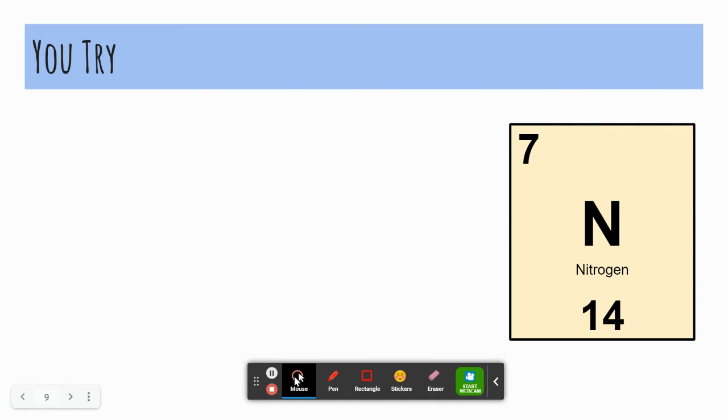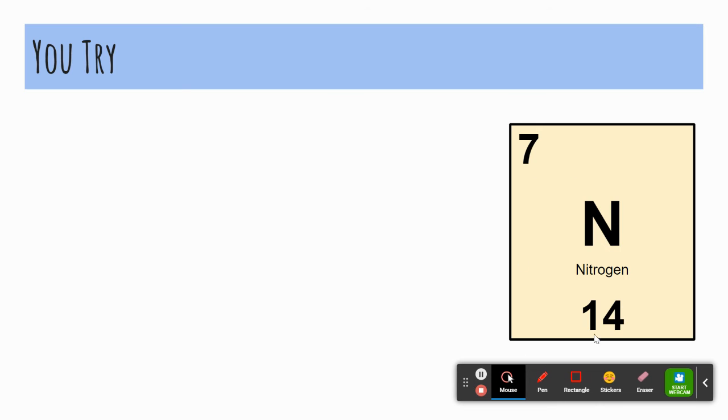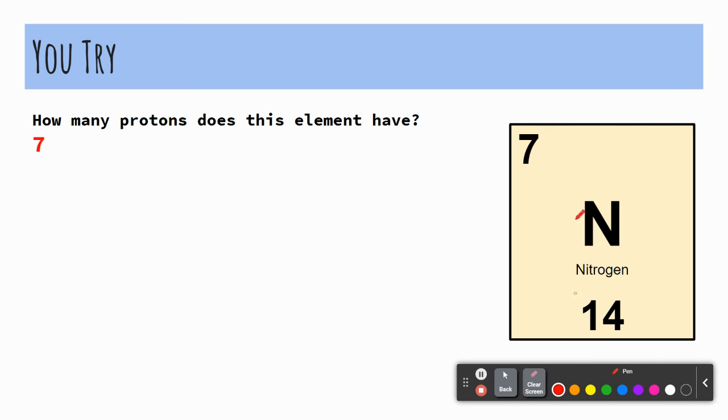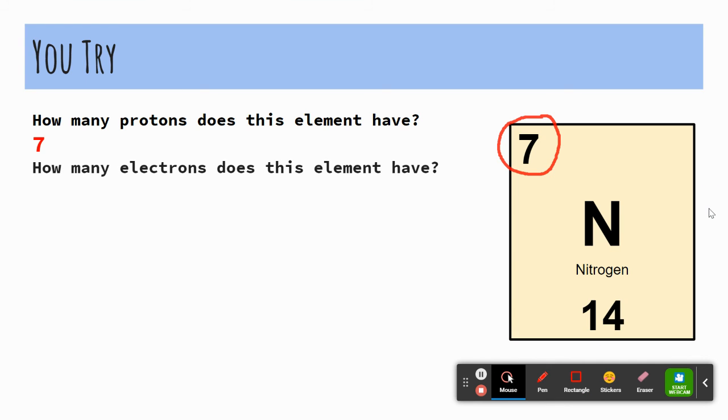All right, now you're going to try this using this nitrogen element square. All right, so how many protons does this element have? It has 7 protons, right? And we could tell this by looking at this number, the atomic number. How many electrons does this element have? It also has 7. We're looking at the same number here. This number tells us the number of protons and electrons.